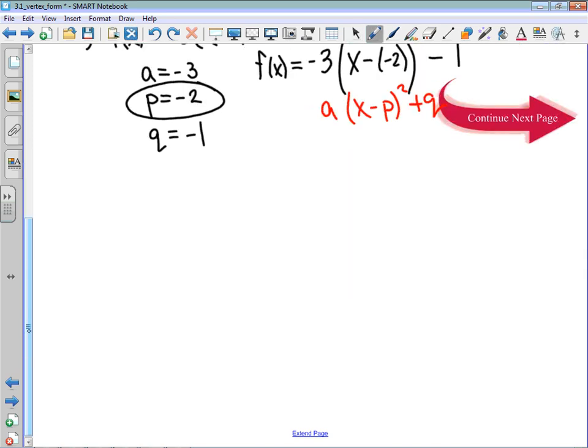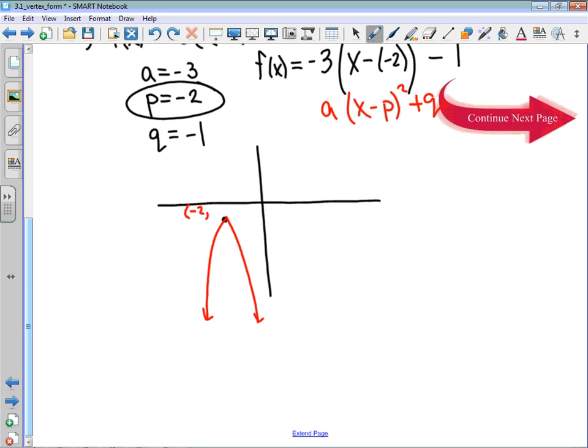So this lets me know that the vertex of this parabola is at (-2, -1). And because A is negative, my parabola opens down. Now, another way of looking at this is the maximum value. Let me mark that vertex on there. It's (-2, -1). The maximum value of this parabola is when y is equal to -1. So y is never equal to 0. So we would have no x-intercepts.